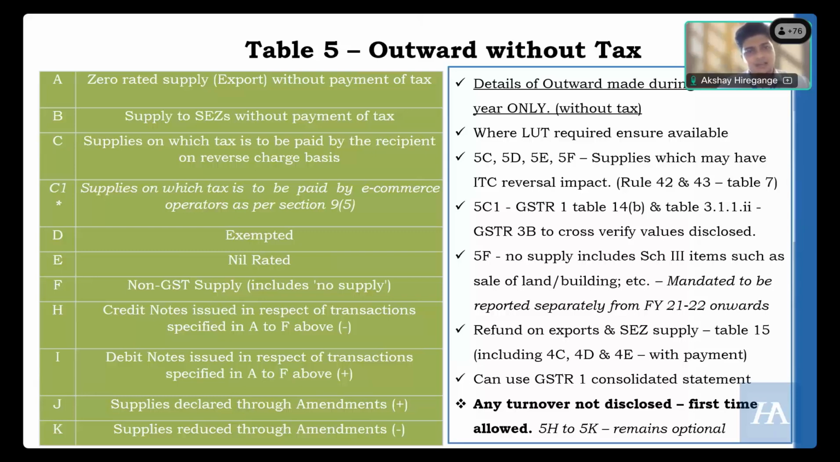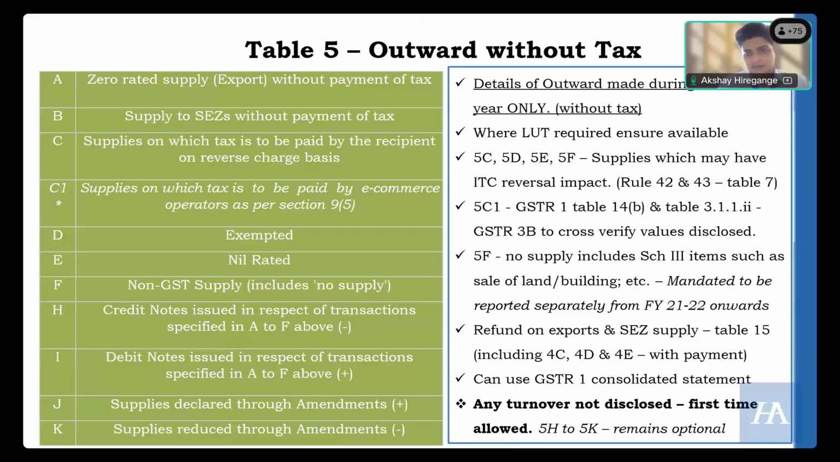To this effect, what we can check is if we are having transactions which are provided in 5C, D, E, and F. In this situation, we must confirm that there is also ITC reversal which has been disclosed correctly. Or this could also be seen in the reverse manner. That is, if there is Rule 42-43, we must see whether we have disclosed the data which are there in these tables. In table 5, the credit note, debit note, and the amendments are not mandatory. These still remain optional. So that means net figures can be shown up to 5F.